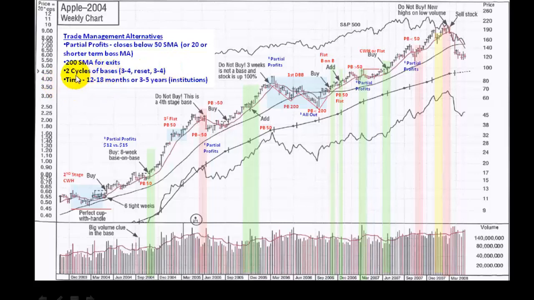Most winners, their run will last 12 to 18 months. And most institutions are looking to put their money in a stock for 3 to 5 years. Well, this stock has run up for about 5 years, 4 or 5 years. So that's a signal that it's time to shift from an offensive stance to a defensive stance.